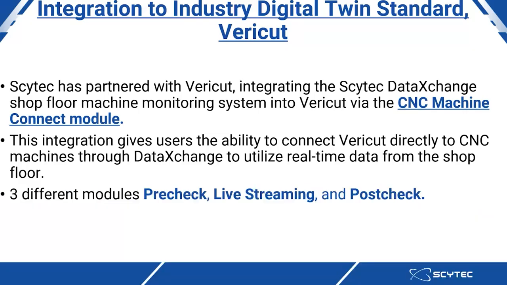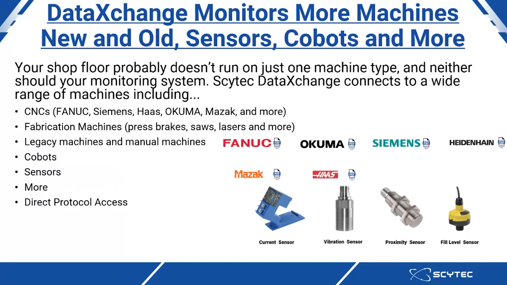The next feature that I would like to discuss that makes DataXchange stand out from our machine monitoring peers is that DataXchange is able to monitor more machines, new and old, sensors, cobots, and more. Your shop floor probably doesn't run on just one machine type, and neither should your monitoring system. Scytec DataXchange connects to a wide range of machines, including CNCs from major name brands such as Fanuc, Siemens, Haas, Akuma, Mazak, and more, as well as fabrication machines, including press brakes, saws, lasers, and more. Older legacy machines without Ethernet ports, manual machines, cobots, and sensors are also supported.